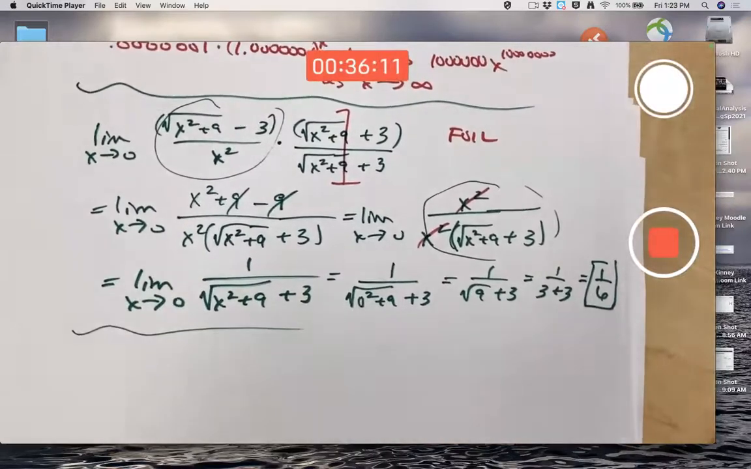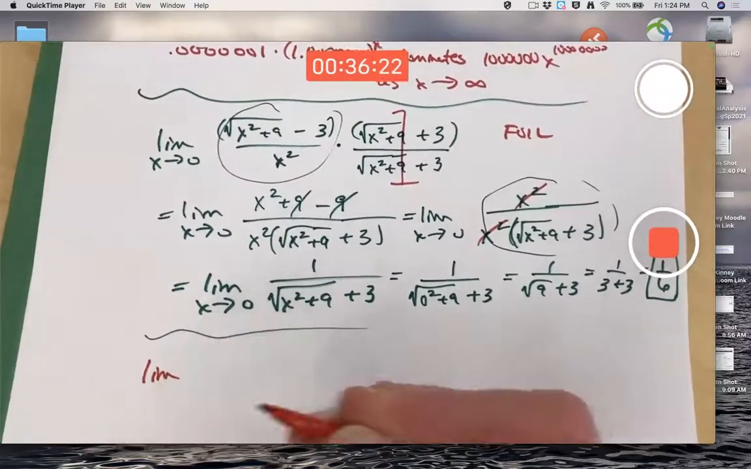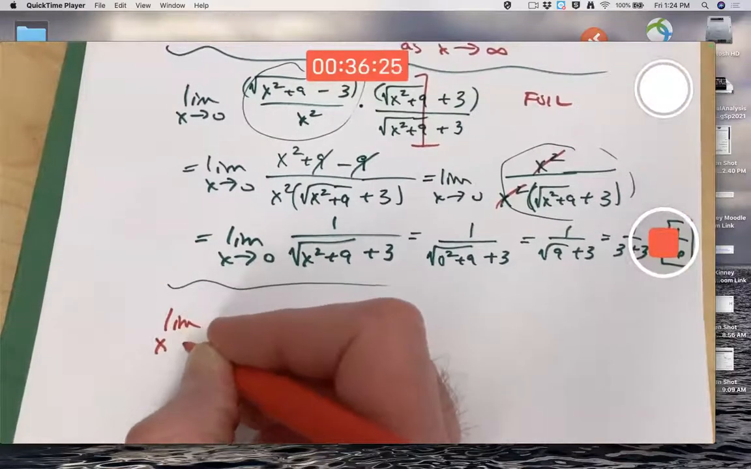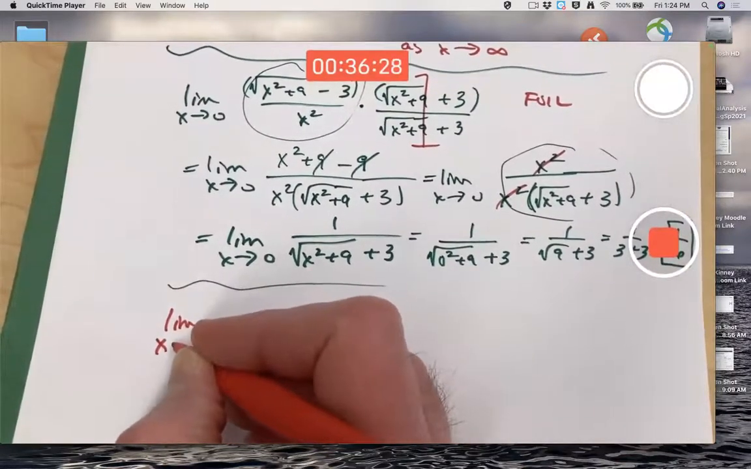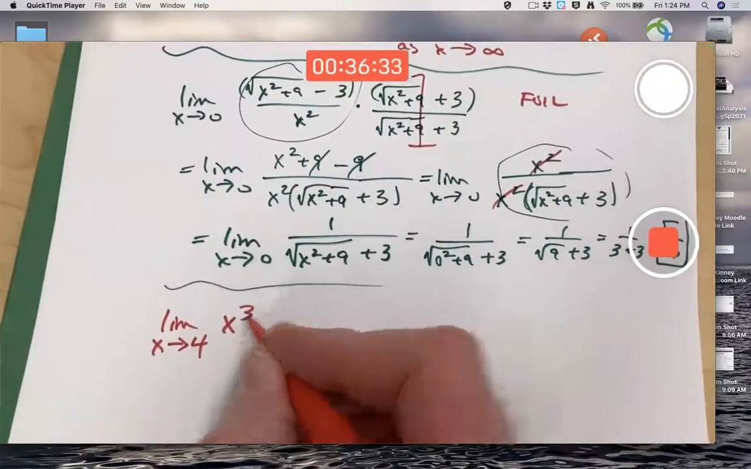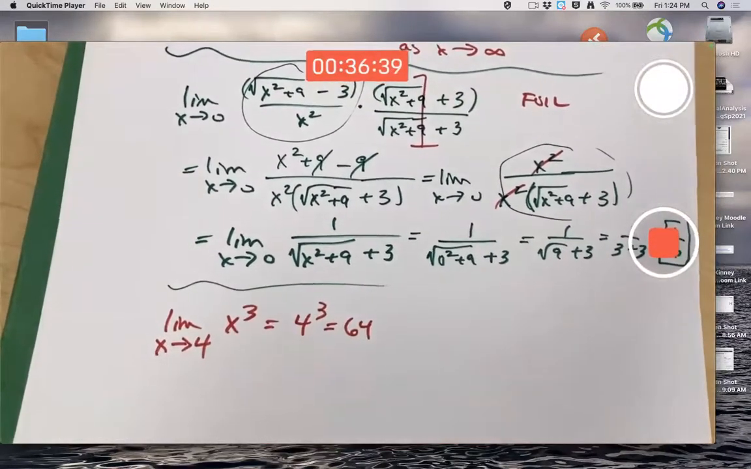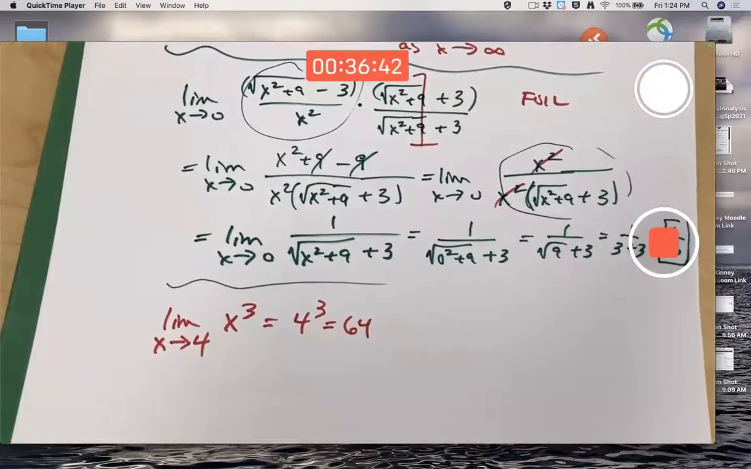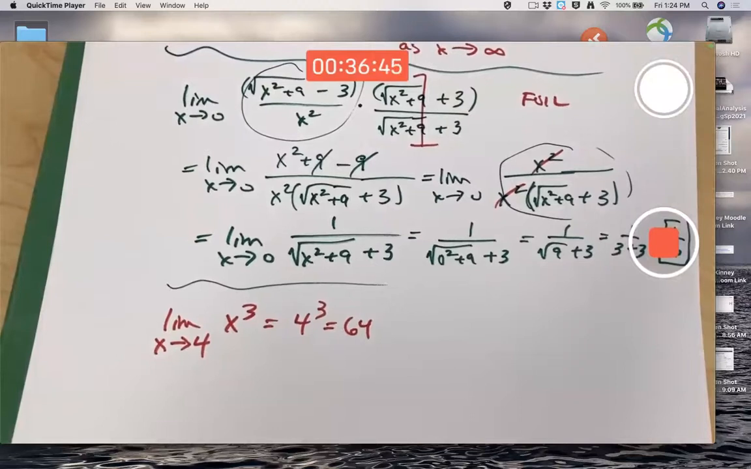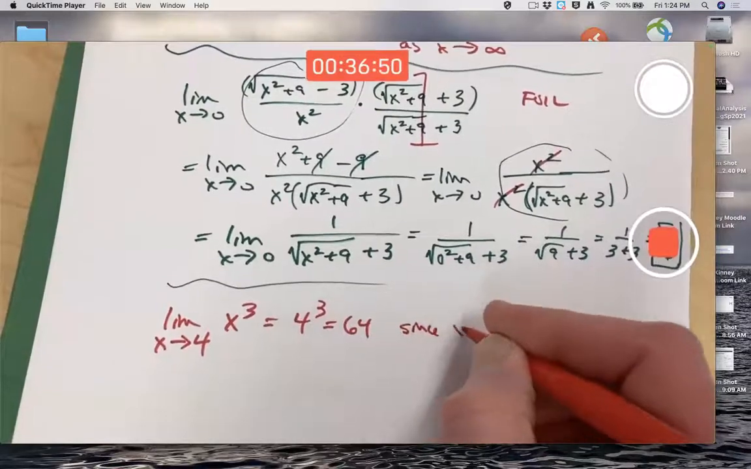Let's go back to the limit example of the type that we talked about at the end of class on Wednesday. Let's do a different example. The limit as x approaches, let's say, 4 of x cubed is, well, it's 4 cubed, which is 64. That would be justified by saying x cubed is continuous everywhere. That's a justification for that calculation.